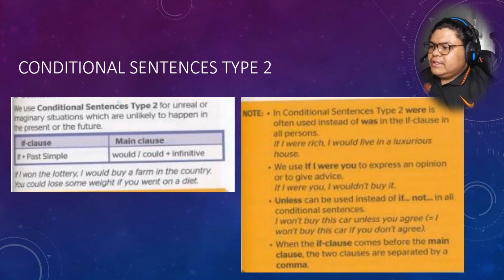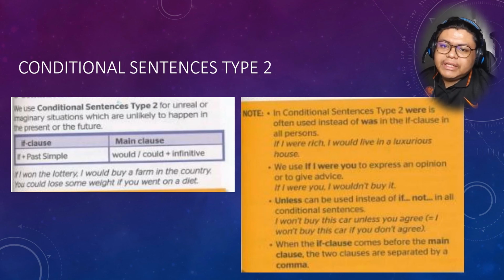So ingat conditional sentence yang first, something that we think is going to happen, something yang orang kata akan berlaku. Okay, dan yang kedua ni lebih kepada conditional sentence type 2 ni is something unreal, it's an imaginary situation, benda yang kita sekadar bayangkan sahaja. Okay, kita tak tahu benda tu akan berlaku ataupun tidak, dan lebih kepada takkan berlaku lah, macam tu.